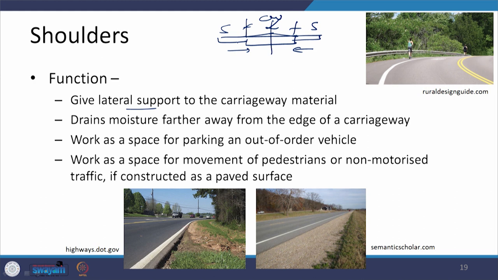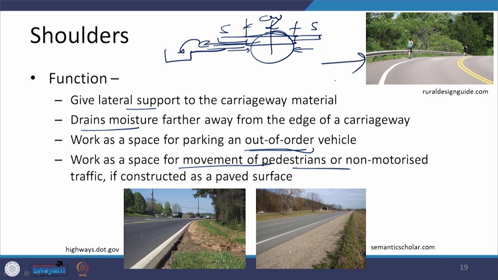Another thing is that this shoulder, along with the material which is laid at the bottom of it, allows the drainage of water which has otherwise seeped into the carriageway to the side drain, and that is where the material used in the construction of this carriageway remains intact, and there is no issue with respect to the quality. So that drains the moisture further away. When you have provided this shoulder, it can also act as a location where an out of order vehicle can be parked. It can work as a space for the movement of pedestrians or non-motorized traffic, as you can see in this photograph. Or there may be other conditions in which this particular shoulder can also be utilized.